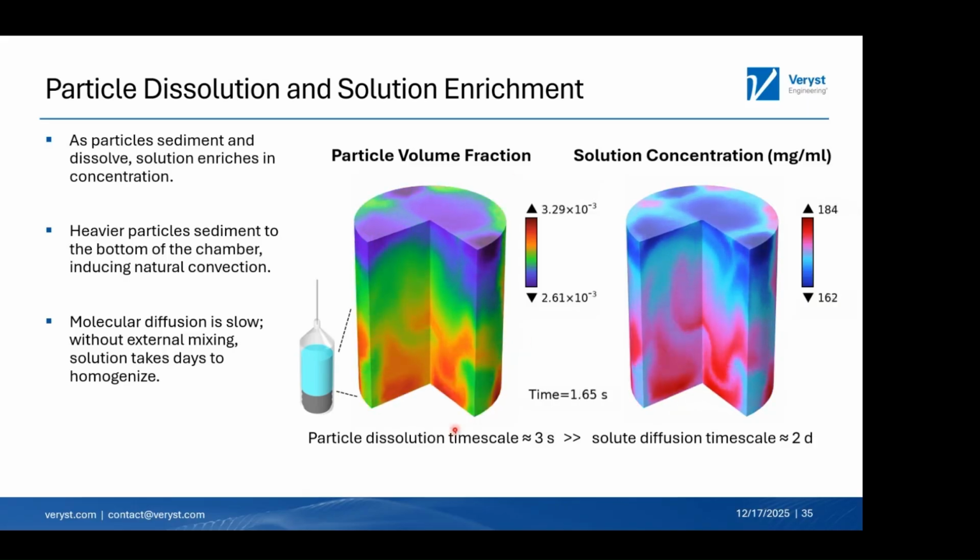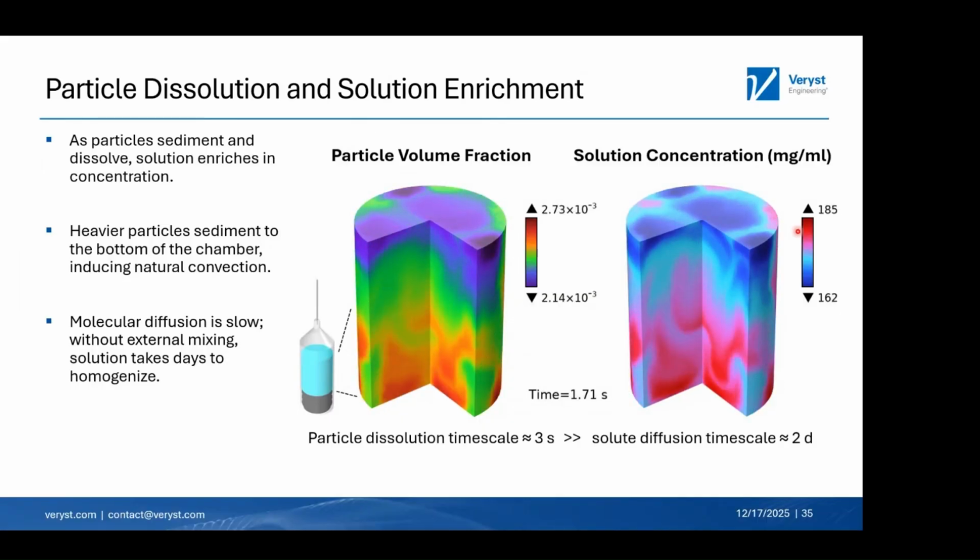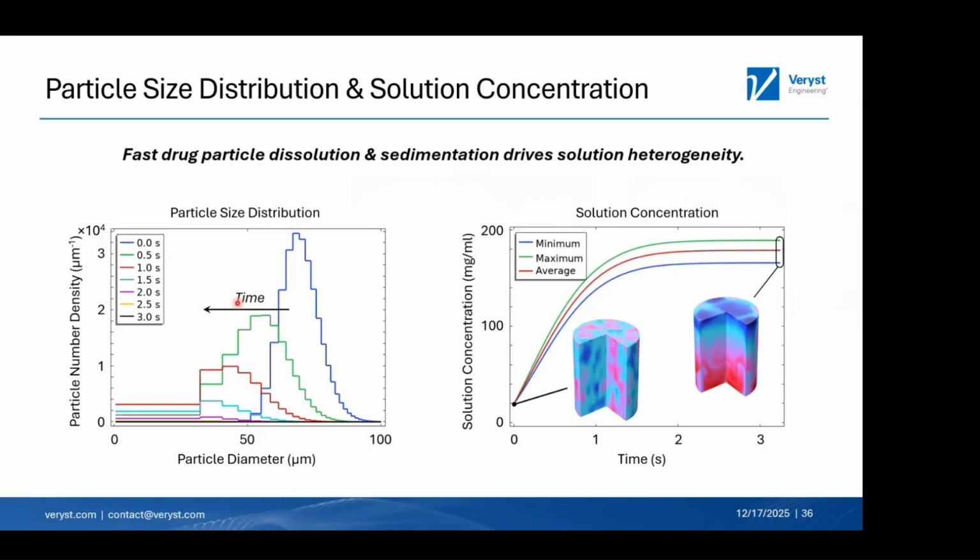So as the particles dissolve and the volume fraction shrinks, the solution enriches in dissolved solute. Concentration grows preferentially near the bottom because these particles sediment. So you get this heterogeneity that forms as a result of the sedimentation. That's captured by these plots here and made a bit more quantitative.